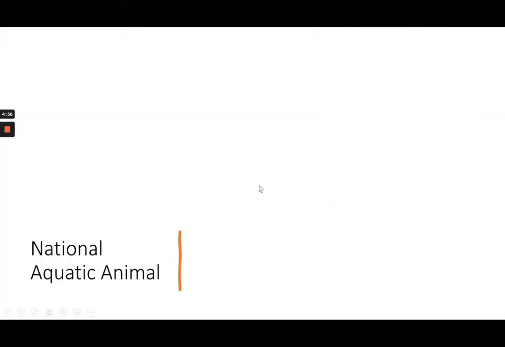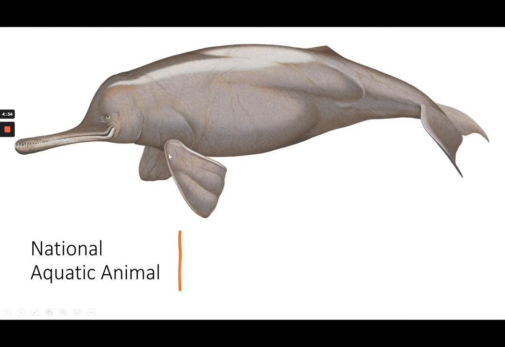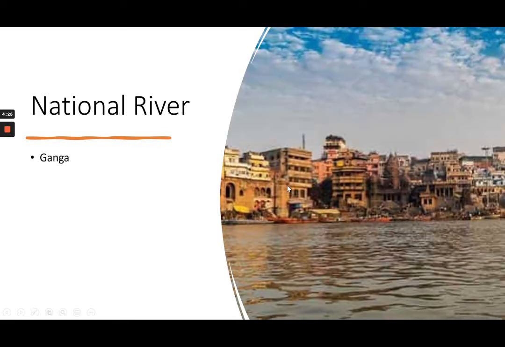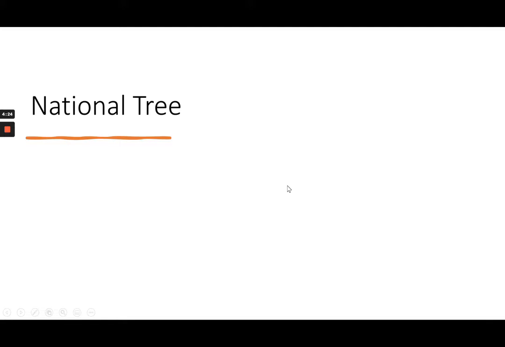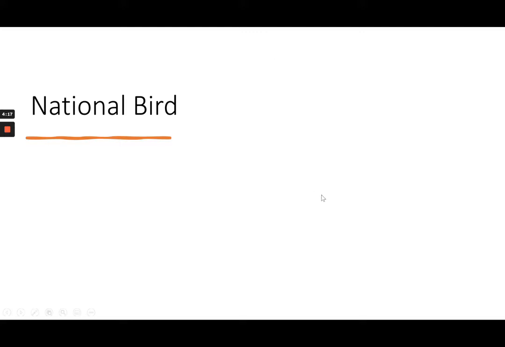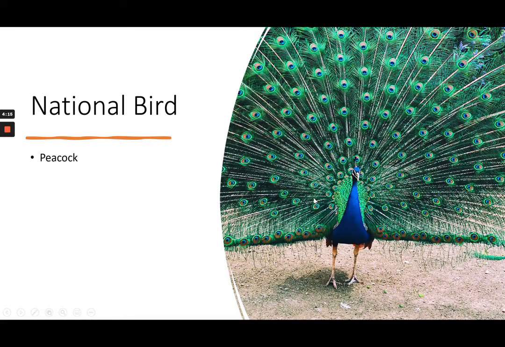What is the national aquatic animal? River dolphin. What is a national river? Ganga. What is a national tree? Banyan tree. What is the national bird? Peacock.